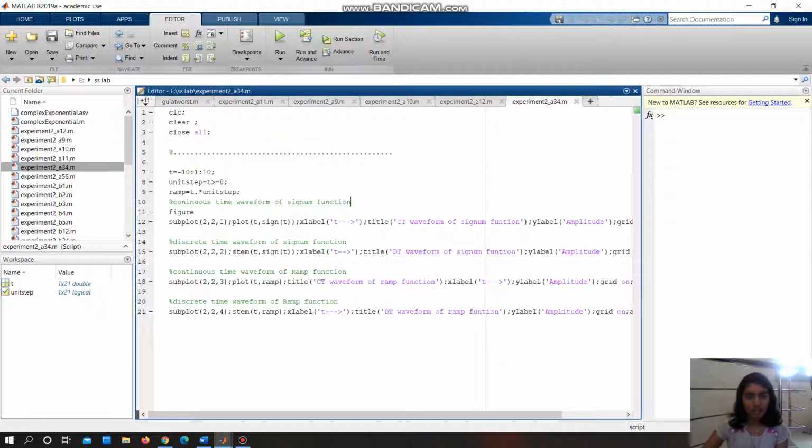We can plot ramp function. I have defined ramp function here. It is the product of t and unit step. It actually means that it is equal to t for all the values of t greater than 0. It is equal to 0 for all the values of t less than 0.